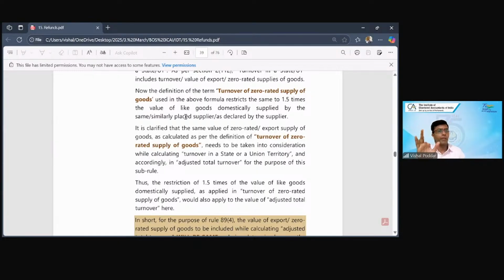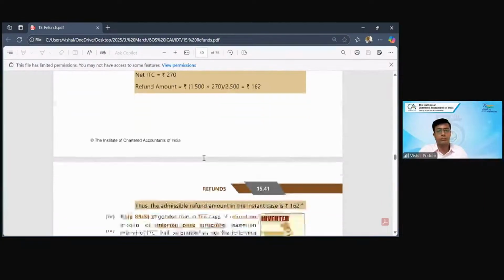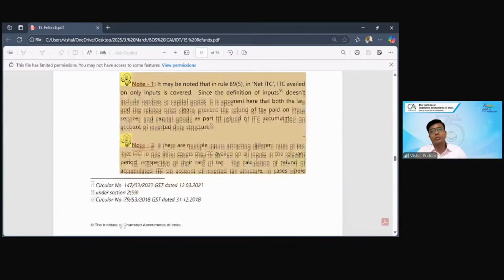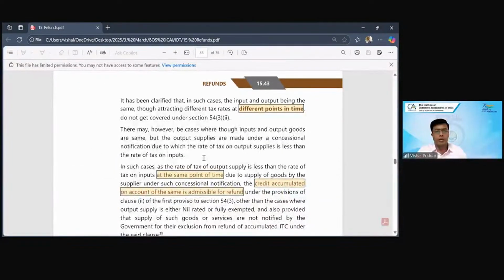In short, if you have to simply remember this point, it is trying to say whatever conditions and restrictions we have put to compute the numerator value, the same restrictions and conditions we have to apply even to the denominator value. So in the numerator, you are taking value of exports only. In the denominator, you are taking total turnover. For both, the same restriction and condition shall apply. So this is what is shown by way of an example. We'll be doing practicals separately. So at that time, this point will be covered.